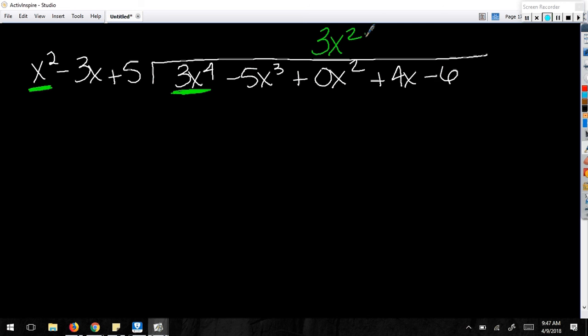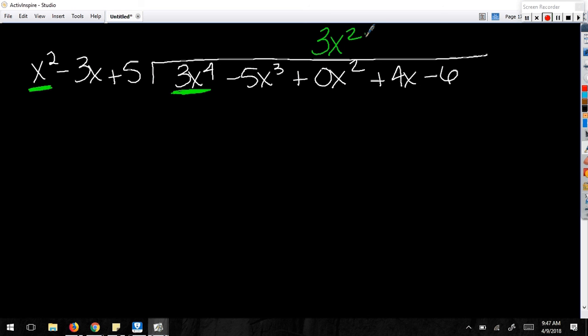Always the first one's what do I multiply this by to get this? Same as when I was over here in this regular division problem. What do I multiply this by to get this? So back over here, once you put the 2 up there, what's your next step? What do you do?